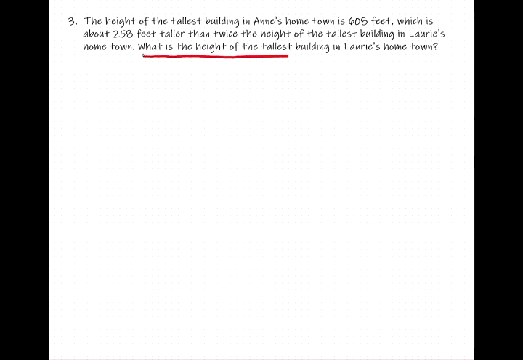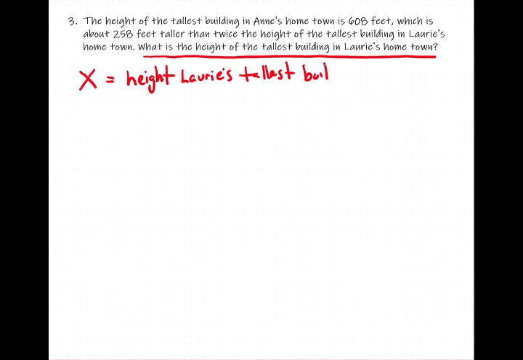Okay, so again, the end of the problem, the last sentence, is presenting us with the question. What is the height of the tallest building in Laurie's hometown? We know it's a number, we just don't know what that number is, so we're giving it the symbol x. So I'll call it, let's say x represents the height of Laurie's tallest building. I mean, it's not Laurie's building, it's in her hometown, but you don't have to use so many words.